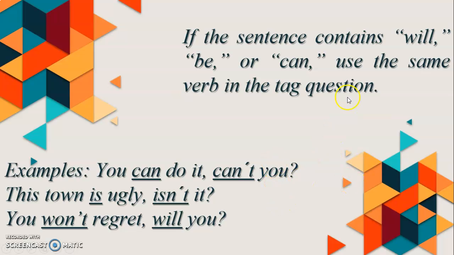So guys, basically this is the thing with tag questions. Okay. Basically, do not change the verb if it is will, be, or can. Okay, the only thing that you have to change is if the sentence is positive, the tag question must be negative. If the sentence is negative, the tag question must be positive.